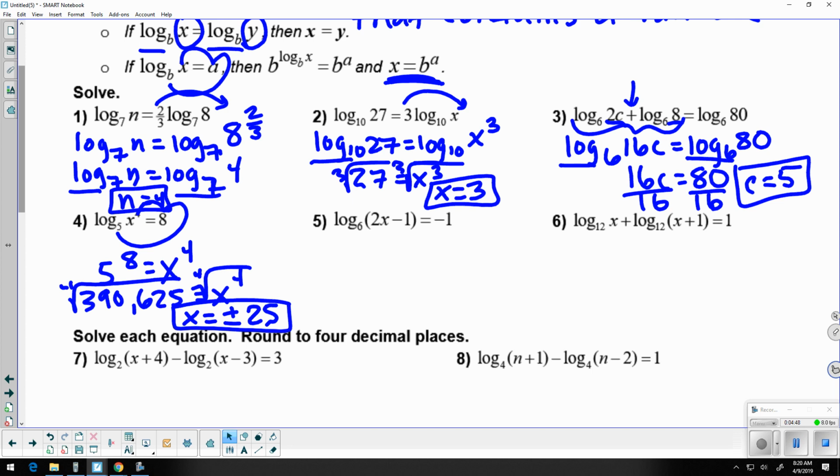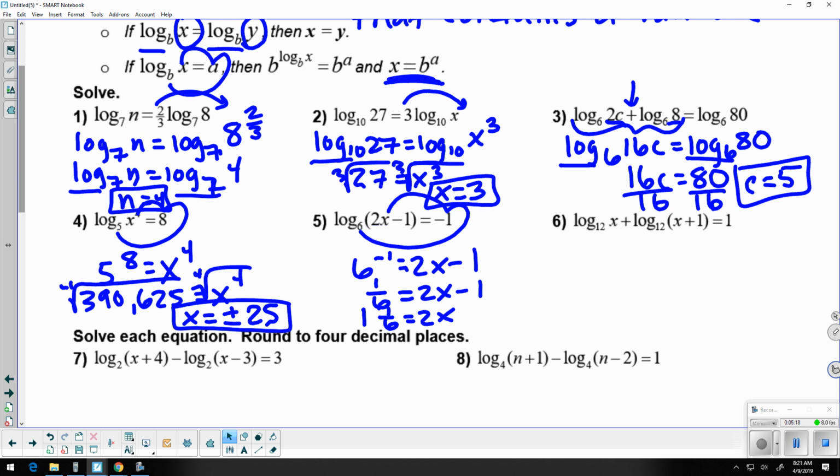So same thing for number 5. Since there's only one log in this equation, I got to swoop it around. So I'm saying that 6 to the negative 1 equals 2x minus 1. So 6 to the negative 1, that's just 1/6, equals 2x minus 1. I'm trying to get x by itself, so I'm going to go ahead and add 1 to both sides. So if I add 1 to both sides, that would be 1 and 1/6 equals 2x.